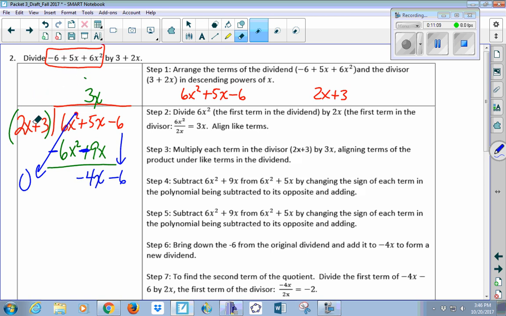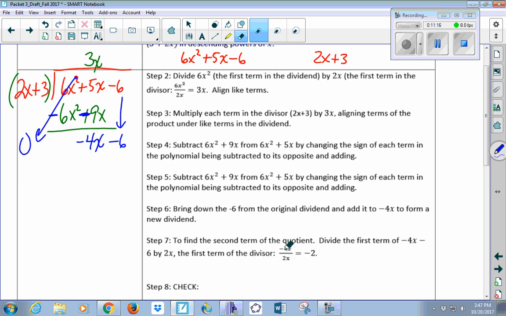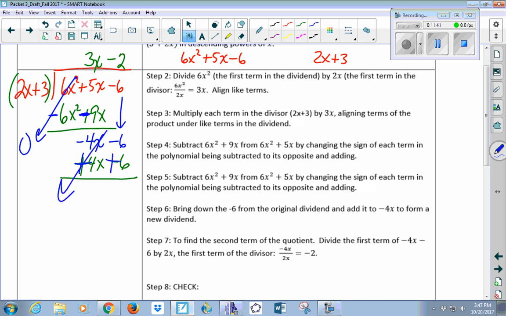And now I start the process all over again. How many times does 2x go into negative 4x? That's right here. 2x goes into negative 4x negative 2 times. Put the negative 2 here. Then I multiply negative 2 times each term here, and I get negative 4x minus 6. And you like to see that because this is exactly the same, and when you change the signs to their opposite signs, or inverse signs, you get a 0 and a remainder of 0.